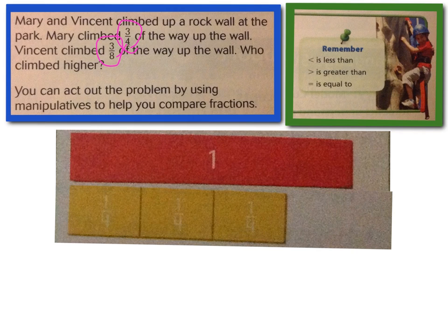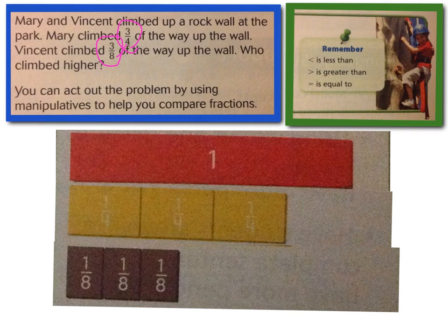Now I have used the 1/4 fraction strips to create 3/4, which is what Mary climbed. And using the 1/8 strips, I have created 3/8 to represent how high Vincent climbed. The question asked, who climbed higher? Looking at the strips, I can see that 3/4 is longer than 3/8. So Mary climbed higher.